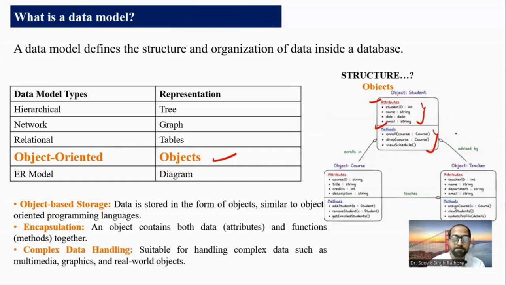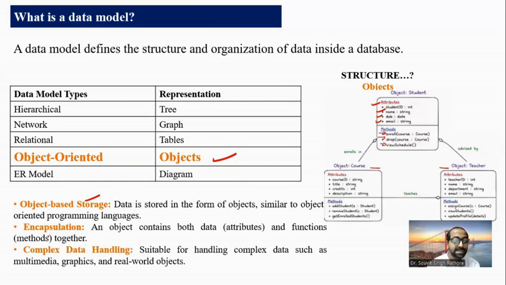For example, if you see a student object, it contains attributes such as student ID, name, date of birth, or email. Along with it, we have some methods like enroll, drop course, or view schedule, right? Similarly, course and teacher also represent objects which have their own attributes and methods. Now coming to the characteristics. The first characteristic is data is stored as objects.